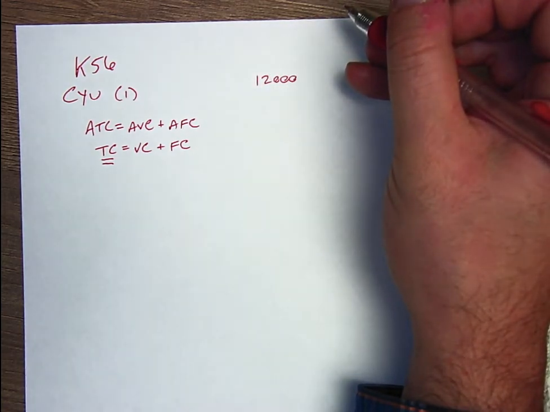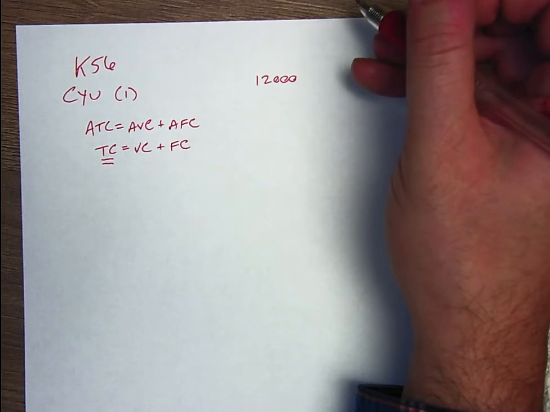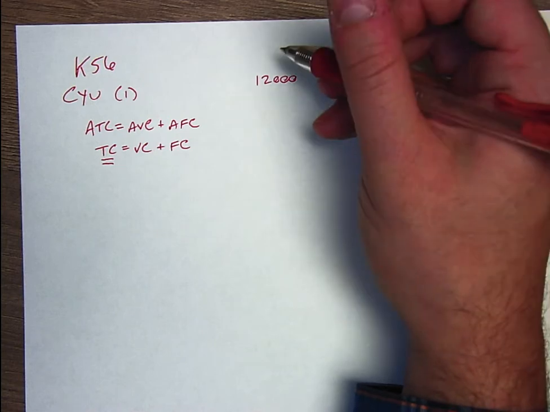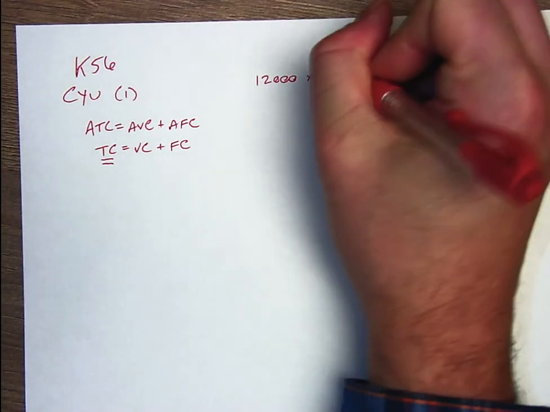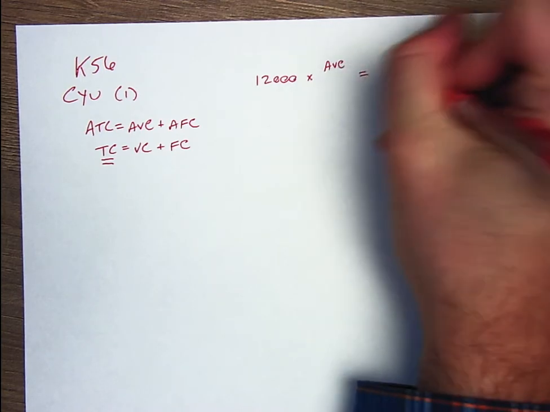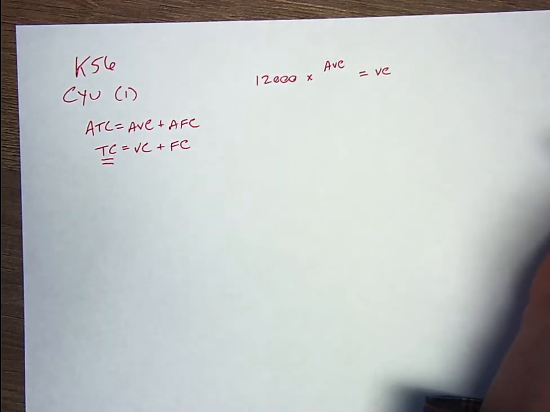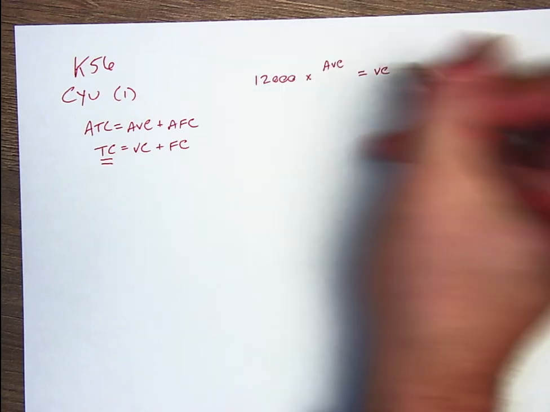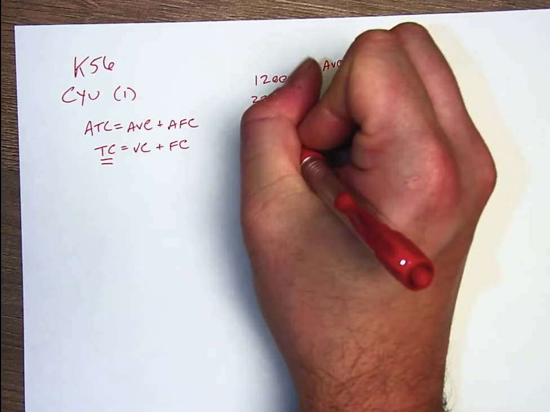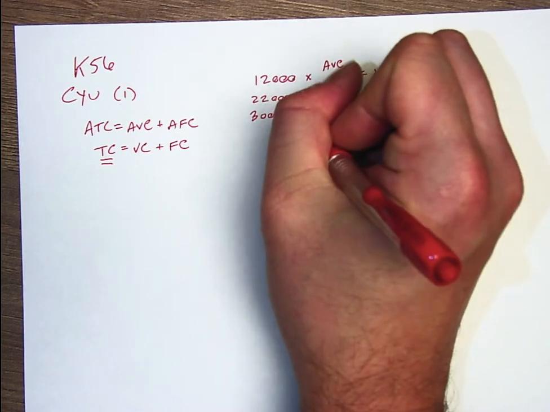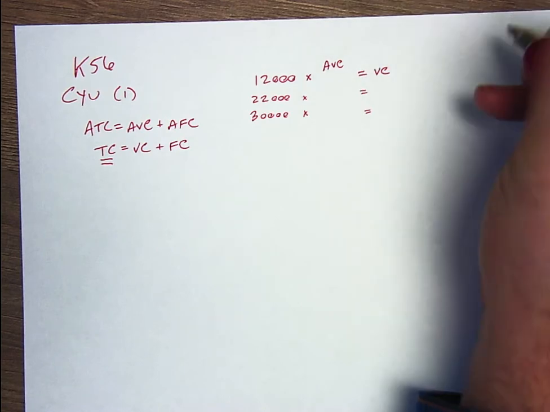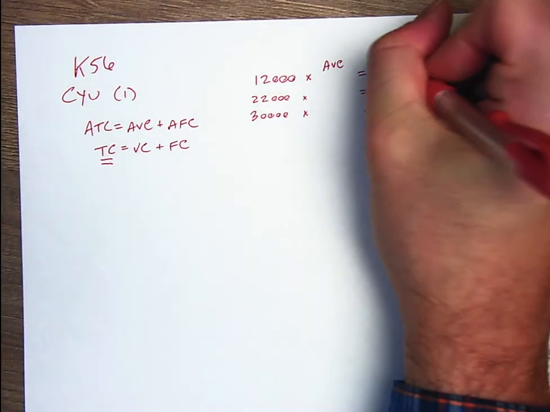units, and then what an interesting way to set this one up. 12,000 units times the AVC. The AVC is going to give us the total variable cost. And that's true for 22,000, and then 30,000 times the AVC is going to give us the VC values. It's going to give us the VC.